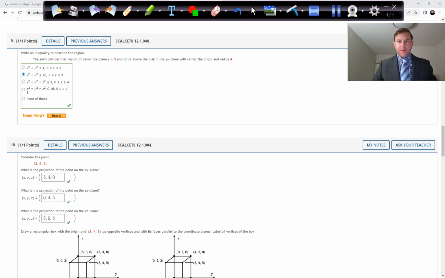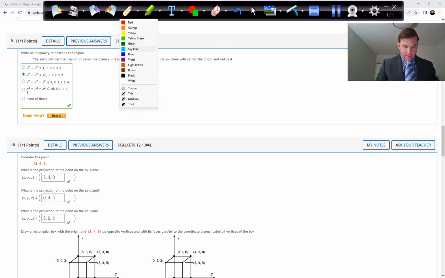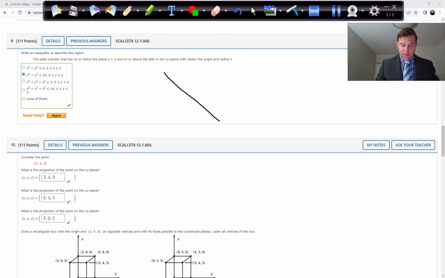All right, for Chapter 12, Section 1, completing this set now, we have a solid cylinder that lies on or below the plane z equals 3 and on or above the disk in the xy plane with center the origin and radius 4. So if we try to again draw this in 3 dimensions, the plane z equals 3 would be 1, 2, 3.